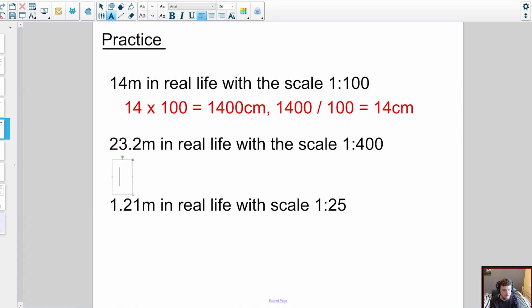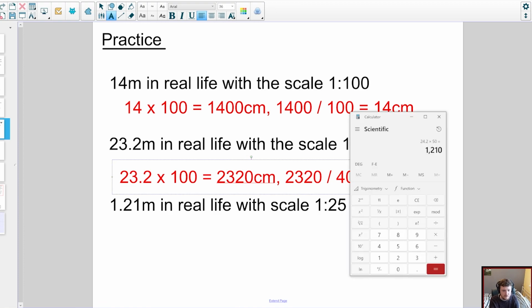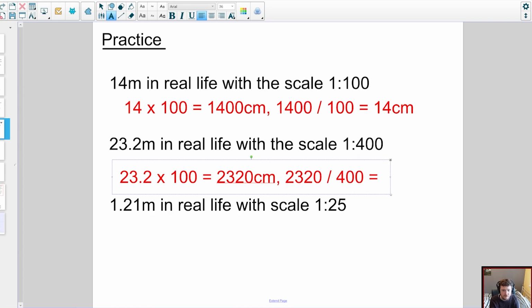Here, we've got 23.2 multiplied by 100 equals 2320 centimeters. Then 2320 divided by 400 is going to give me a nice number, which I'm going to do here. So 2320 divided by 400 is 5.8. And so we end up with 5.8 centimeters on our plan.